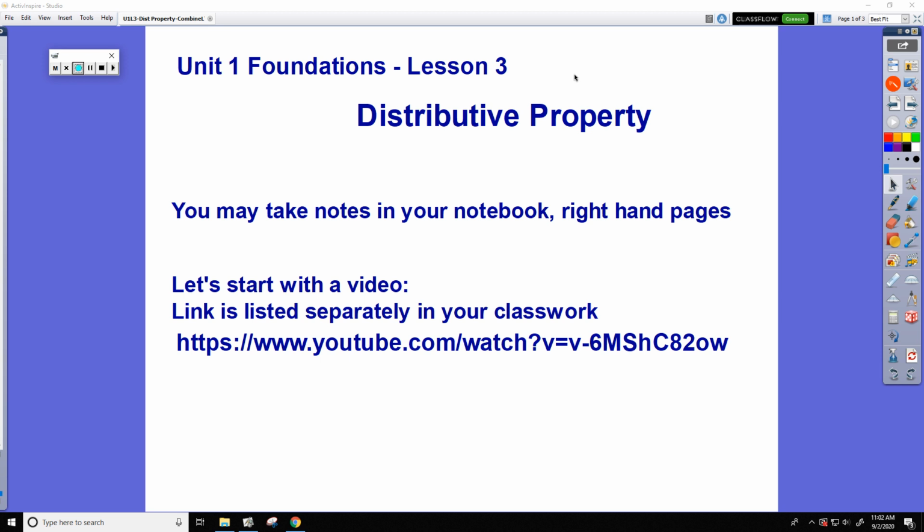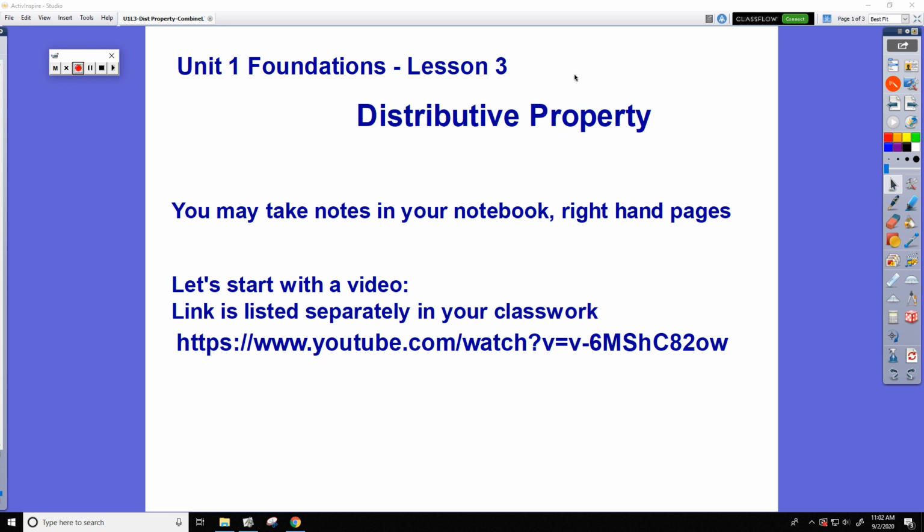So today I'm going to go over lesson 3, the distributive property. You may take notes in your notebook, the right hand pages. This should be a new page left and right of your notebook. In my notebook it is page 5. If you've numbered all the pages it's fine, it could be other ones.